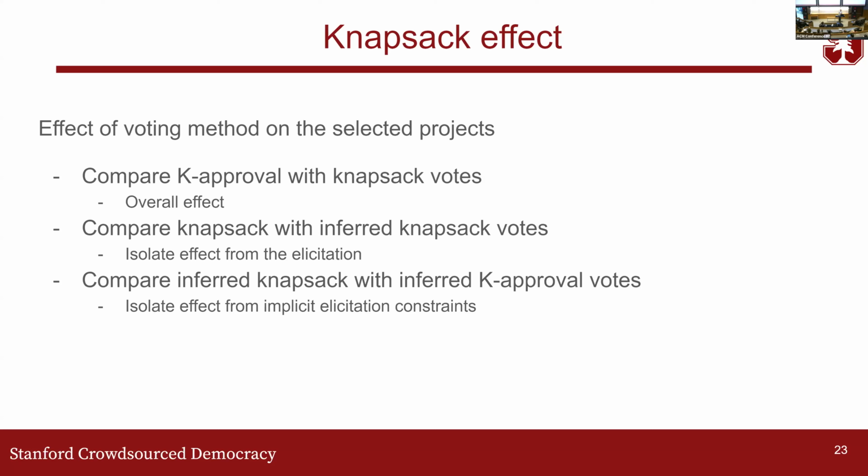And thirdly, we isolate the effect from implicit budget constraints. In that case, we compare inferred knapsack with inferred K approval. So it's the same ranking vote, but we infer both of the other votes, and we compare those with each other. Then we remove the interface out of the equation.